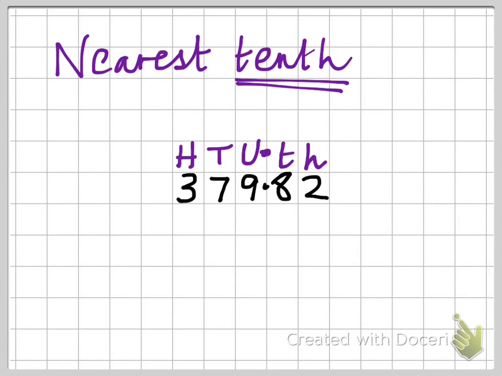Moving on to decimals, these aren't any harder. Just make sure you follow the same rule. So underline your tenths column, circle your decider. Here we're going to round down, so the answer would be 379.8. You can put the 0 on the end if you like, or you can leave it. It doesn't affect the value of the number, so it's not necessary to have it.